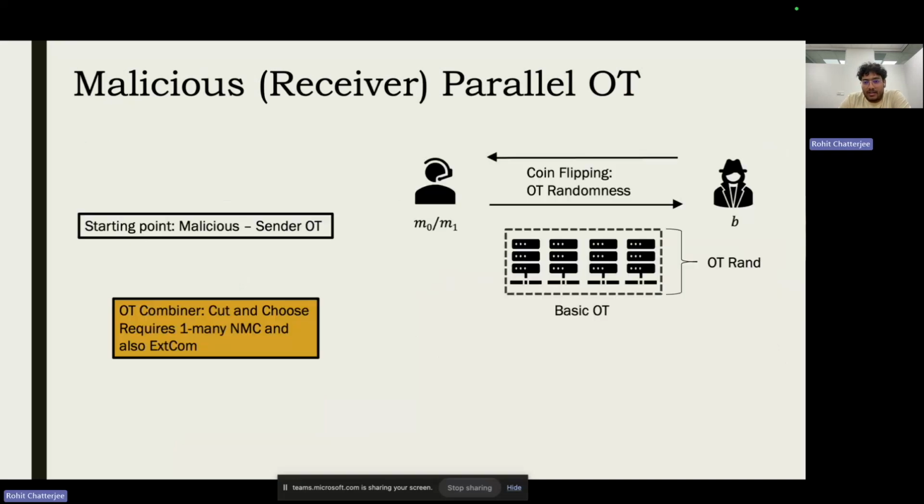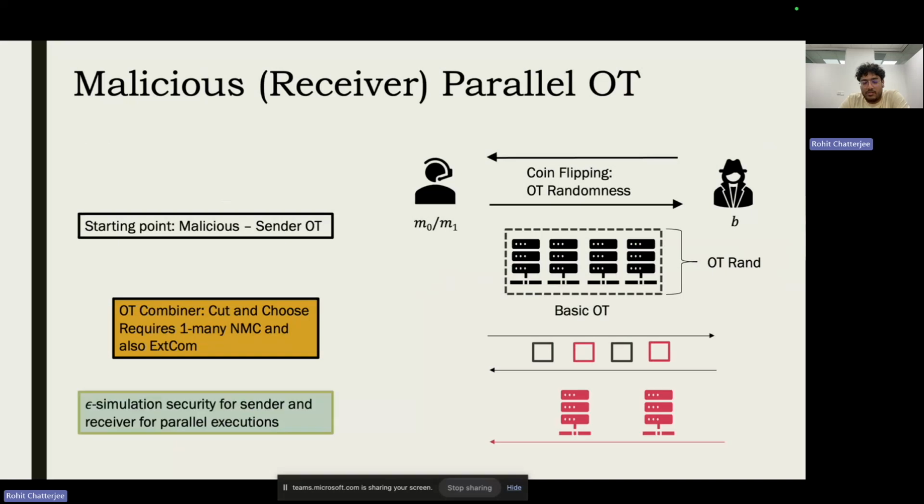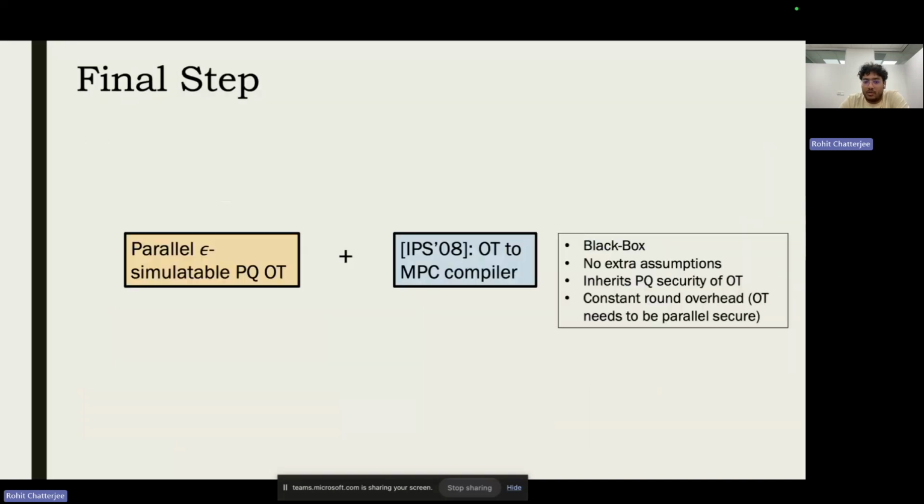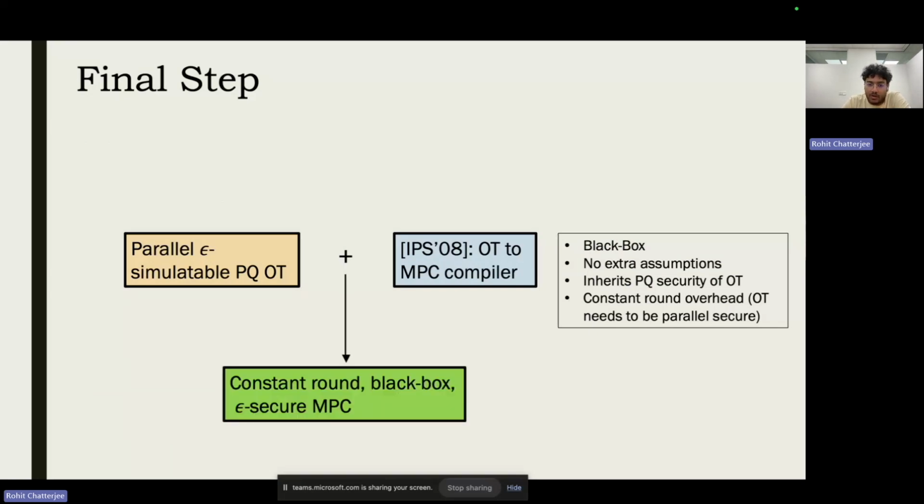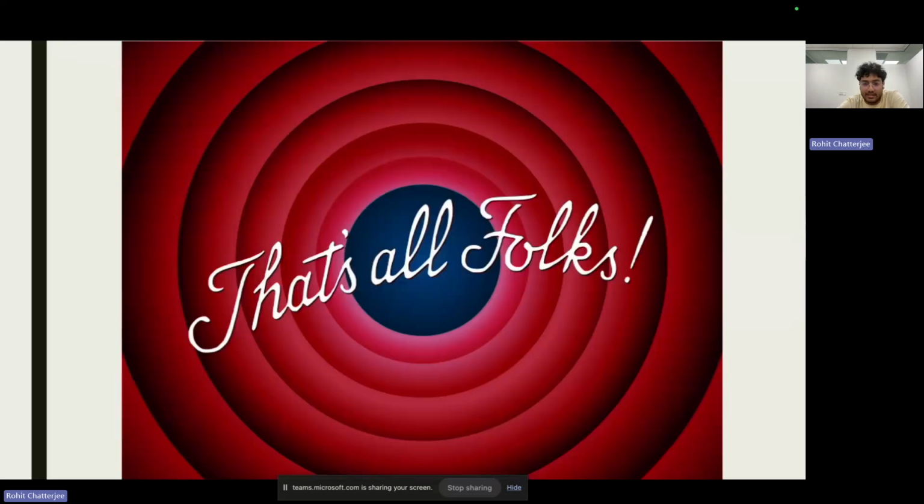This will give you the parallel OT that I mentioned earlier to instantiate our template. And finally, we're going to use the well-known IPS compiler to take this parallel OT and get you black box constant epsilon secure multi-party computation in the post-quantum setting. That's it. Yeah, sorry, I had to rush at the end.